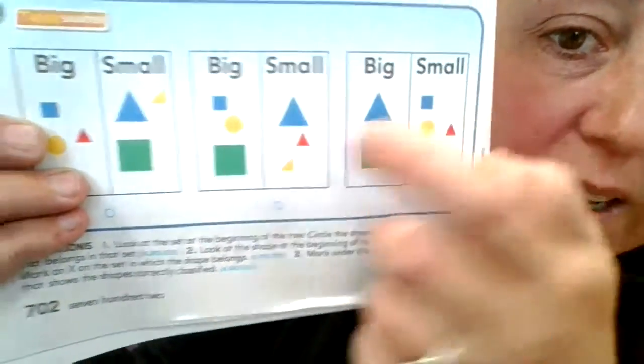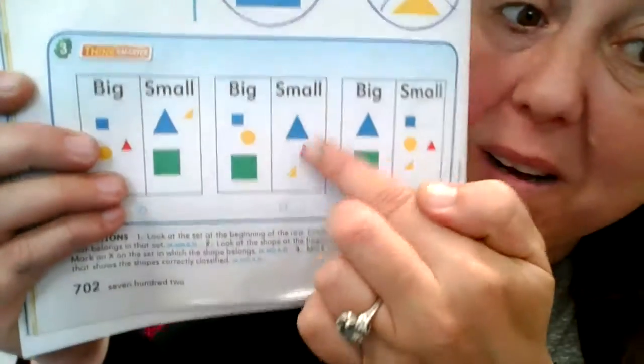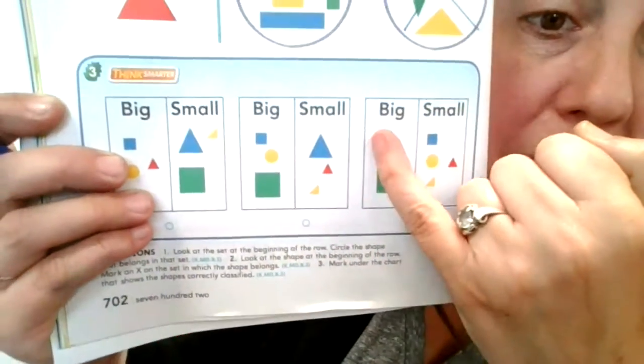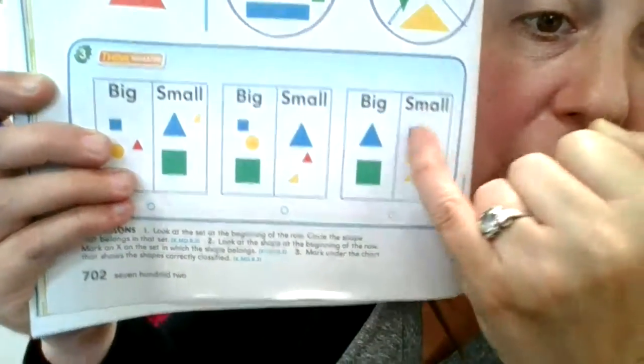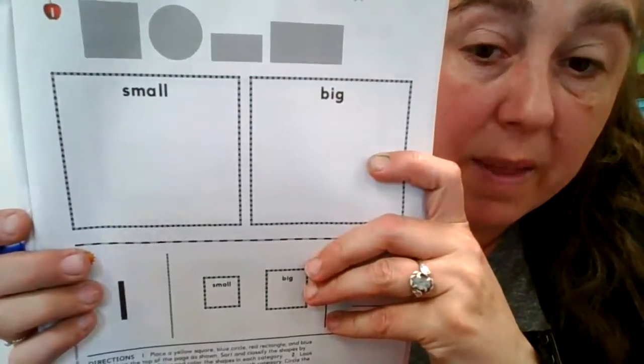All right, let's look at the next one. Are all of these big? Are all of these small? Ooh, what about this one? Are all of these big? Are all of these small? Nice job, and we're going to fill in that little circle at the bottom. Ta-da! You did amazing. If you want to still work on big and small, you can on this page.